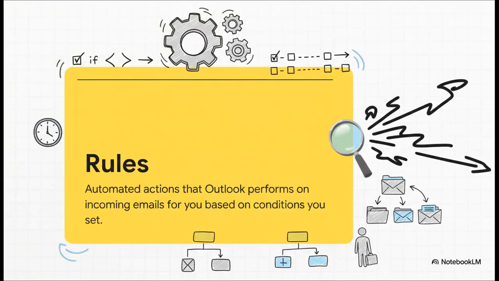The absolute key to automation in Outlook is something called rules. A rule is basically just an instruction you give Outlook to handle your mail automatically. You say, hey, when an email like this comes in, I want you to do that. It works 24/7, even when you're not looking. It's like having your own personal email assistant.